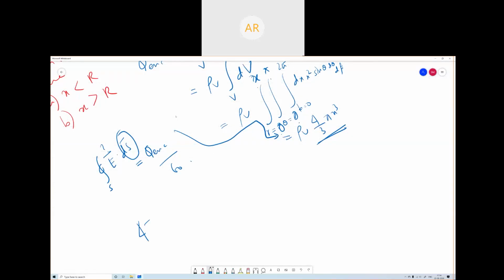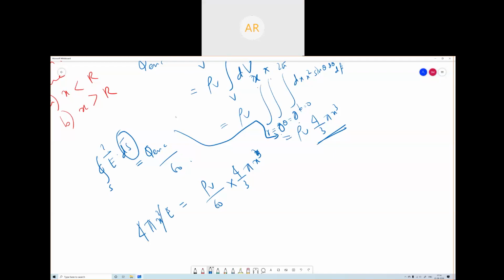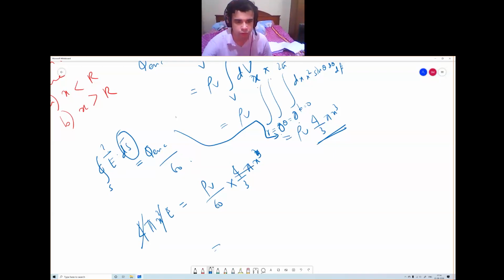So 4 pi x square E is equal to rho v by epsilon naught times 4 by 3 pi x square times q. Is it okay? Yes, sir. So what will be E? x square gets cancelled, 4 pi gets cancelled. So E would be rho v x by 3 epsilon naught.